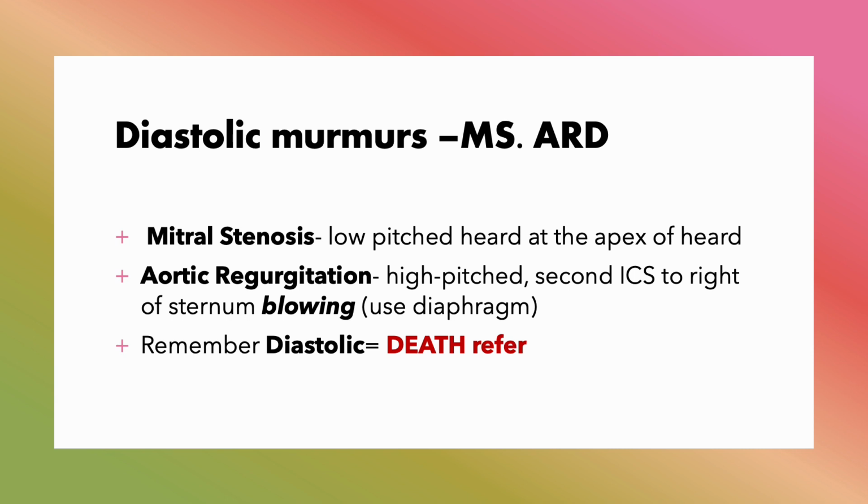Okay, diastolic murmur, the mnemonic is Miss Art. Mitral stenosis, low pitch, heard at the apex, and then aortic regurgitation, high pitch, at the second intercostal space, and that is a blowing sound using your diaphragm. So diastolic, I remember diastolic death or disaster or doom. And you can refer that because they're usually a little bit more complex.